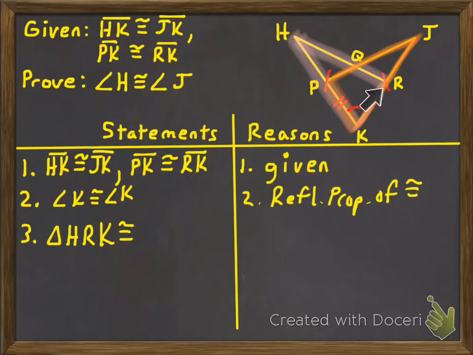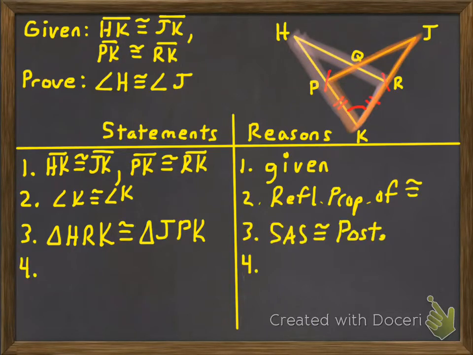Triangle HRK is congruent to triangle, and then we said from the orange triangle that J corresponds with H, so we'll put that first. And then again from the orange triangle, P is what corresponds with R, so that will go next. And then K ends up corresponding with itself. Side angle side is the justification.